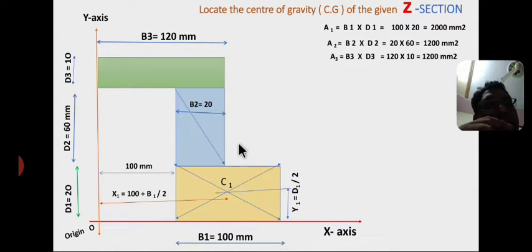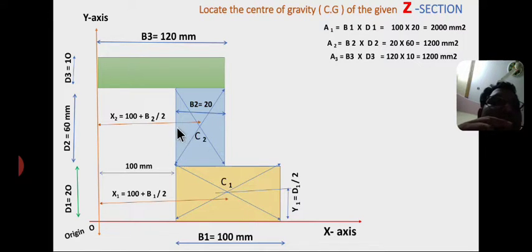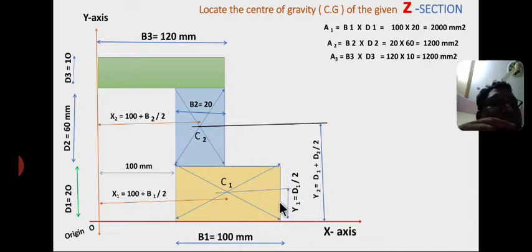Now I am drawing the diagonals for the second rectangle to locate the centroid C2. C2 is the centroid of the second rectangle at a distance of x2 from the y-axis. That is, x2 equals gap 100 mm plus base 2 by 2, so half of the base plus gap. Now y2 from the x-axis: y2 equals the height of the bottom rectangle d1 plus half of the second rectangle, so y2 equals d1 plus d2 by 2.